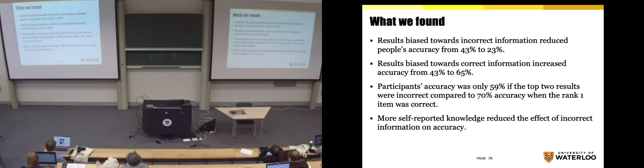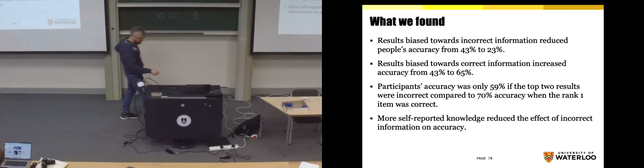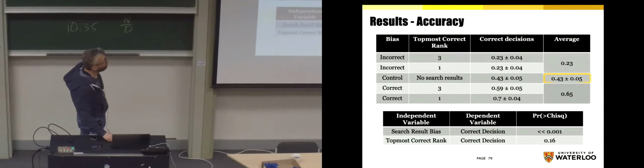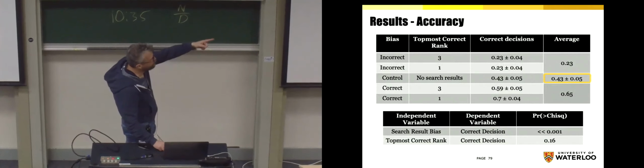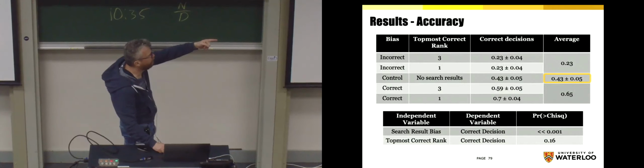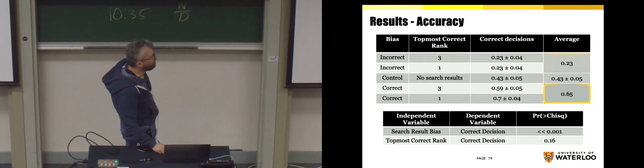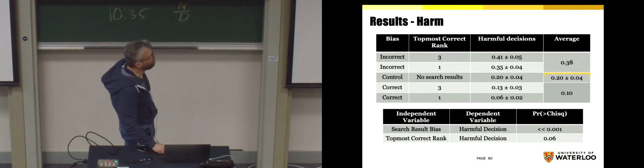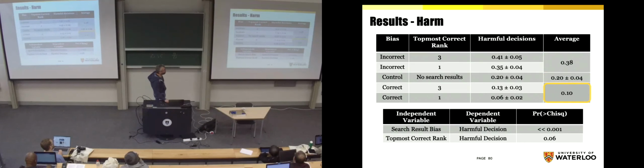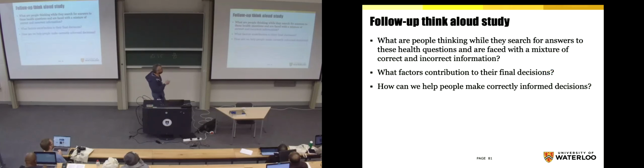And I won't get into all of the findings, but basically the outcome was that with control, no search results, people could guess the right answer more often than random. But if you showed them the correct information, then they got a lot better. But if you showed them incorrect information, they got a lot worse. And in terms of harm, once again, if you showed them correct stuff, harmful results hardly at all. But if you showed them mostly incorrect stuff, that would cause harm way more than average, way more than random.